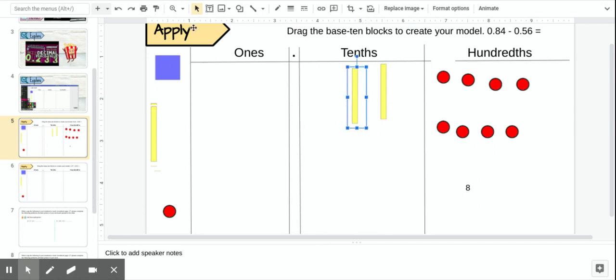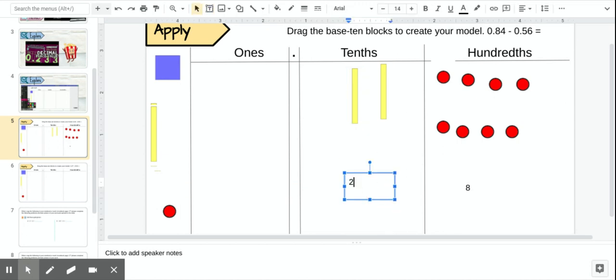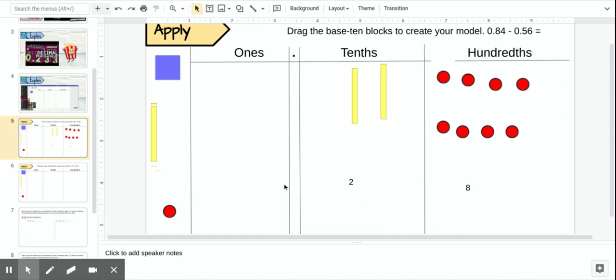Now I'm going to move over here. In my hundredths place, I need to take away 5. Can I take away 5? Are there 5 here? Yes, so there's no need to borrow. I'm going to do just like I did before. I'm going to highlight it and then cut 5 out.